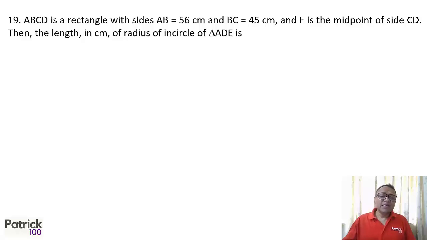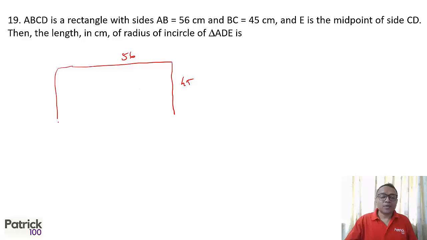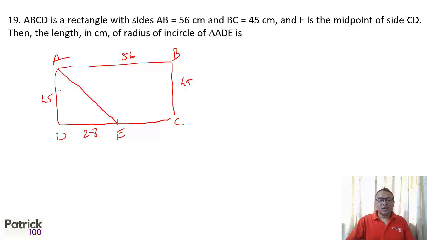ABCD is a rectangle with AB 56, AD 45, and E is the midpoint here, so this becomes 28. You want the inradius of the circle in triangle ADE, with sides 45 and 28.